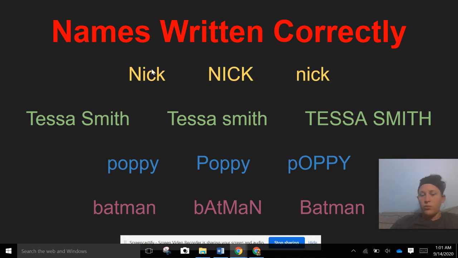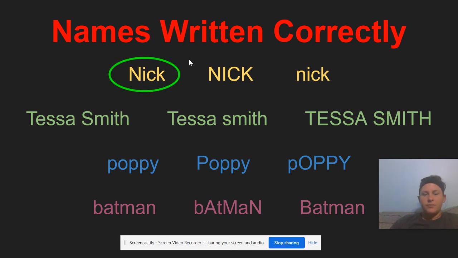That's all the rule was, is that to show that it's special, capitalize the beginning. I mean, if this doesn't look like Nick is special in some way, I don't know what is, but let's see what they say is correct. All right, so the names that are written correctly says it's this one. So apparently, whenever you capitalize all of them, it doesn't make it correct.